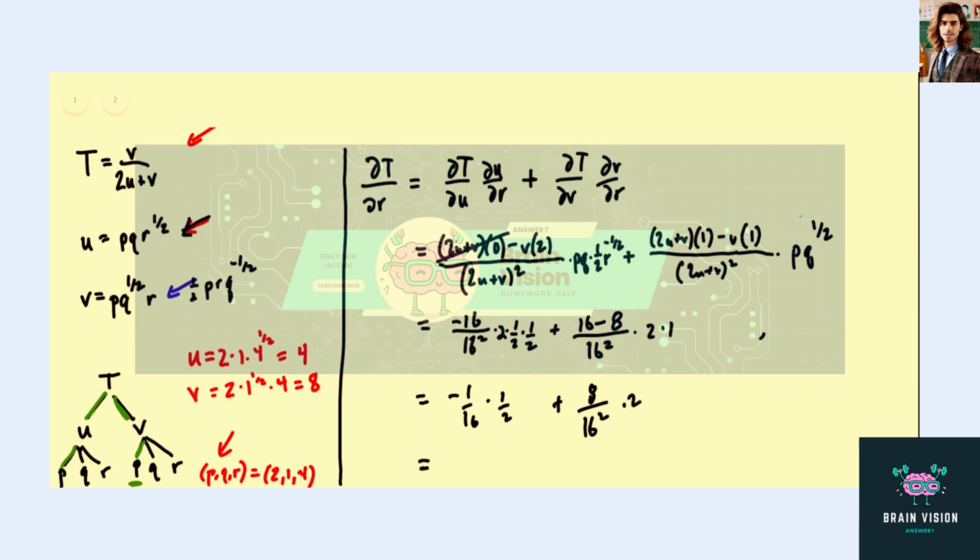So negative 1/16 times 1/2, we get negative 1/32 plus 8 times 2 is 16 over 16 squared is 1/16. And negative 1/32 plus 1/16 is 1 over 32. So this one does not come out to 0. And we are done. Hopefully that helped.